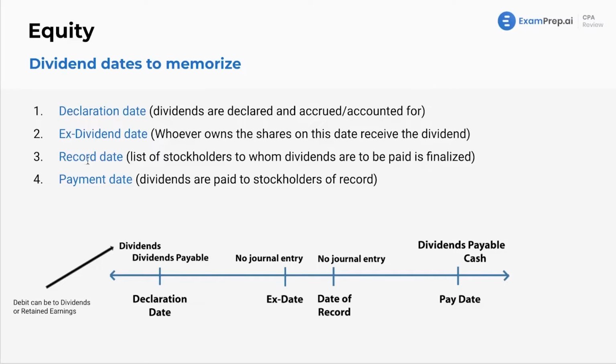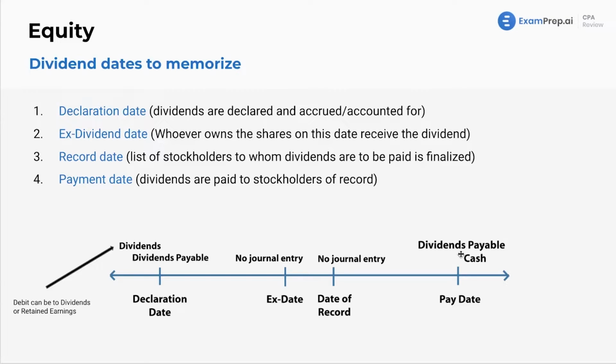The record date. So this is when the list of stockholders to whom the dividends are to be paid is finalized. This is the least important. There's no journal entry. Nothing really happens here, just so you kind of know the process. And lastly, the payment date. It's pretty important, right? This is when cash is actually paid out. So this is where you are going to debit your dividends payable and credit cash.